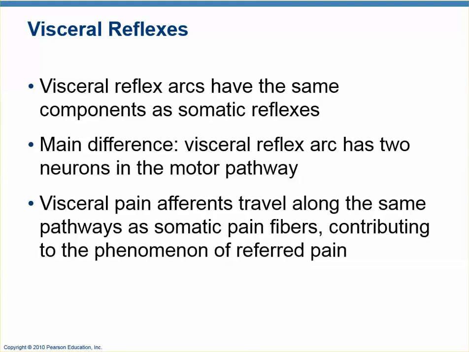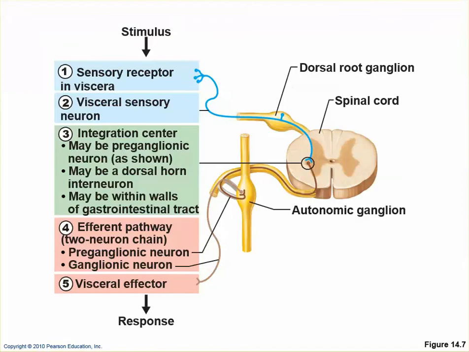I'm not so worried about visceral reflexes, but it's the same idea as the somatic reflexes. The only difference is the extra neuron, and that's the difference between the somatic and visceral anyway. So it ends up like this: a receptor, sensory neuron, synapse to a preganglionic motor neuron, synapse to the postganglionic neuron that goes to the effector and makes the response happen.